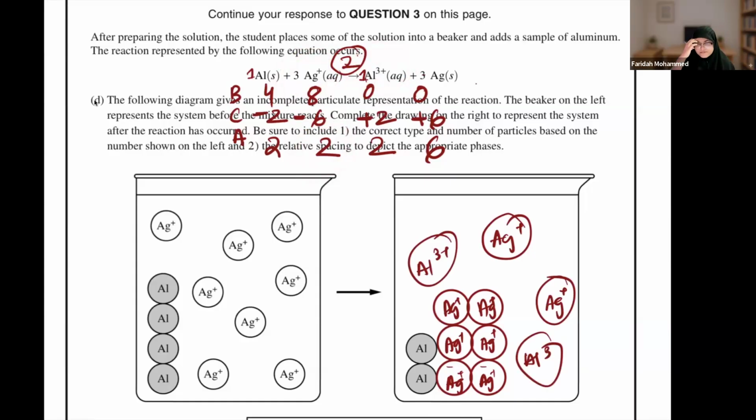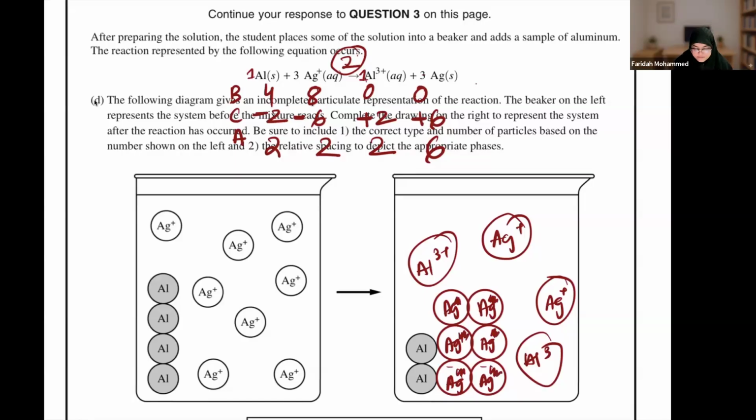Yes, Disha? Wouldn't the Ag be solid? Oh, did I say plus? It's not supposed to have plus, my bad. It's not supposed to have plus. Okay.